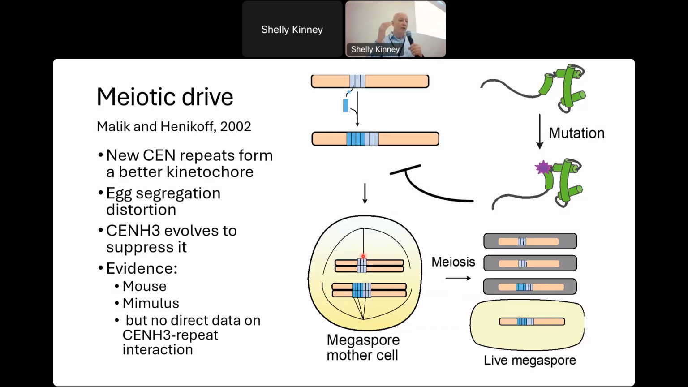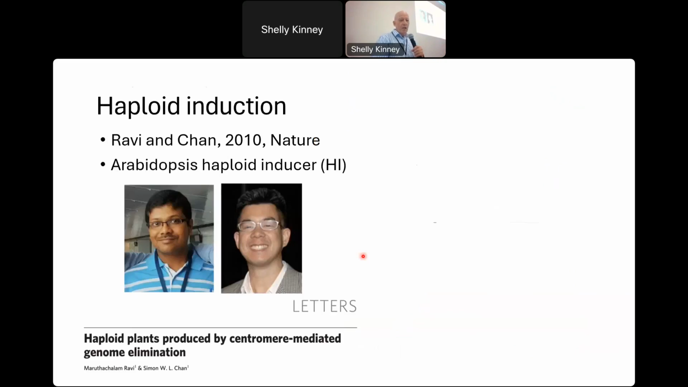We don't know. There is good genetic evidence in mouse and in mimulus, but there's no direct data that says the SNH3 interacts better with a certain type of repeat. So in 2010, Ravi and Chan published a paper in Nature. They were at UC Davis, and this paper described the formation of a haploid inducer when SNH3 was altered.